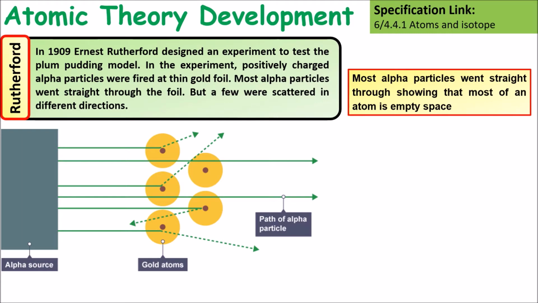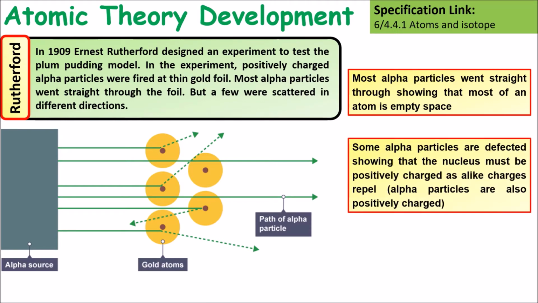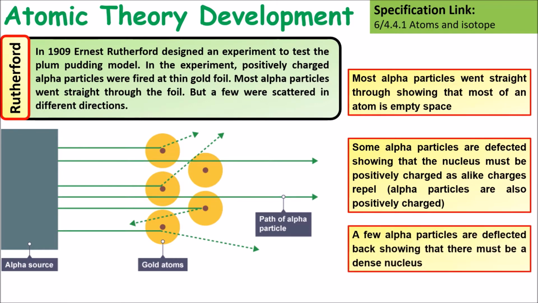The fact that most of the alpha particles went straight through showed that most of an atom is just empty space. Because some of the alpha particles were deflected, that shows that the nucleus must be positively charged, as alike charges repel. And a few of the alpha particles were deflected back, showing that there must have been some sort of dense nucleus in the middle.